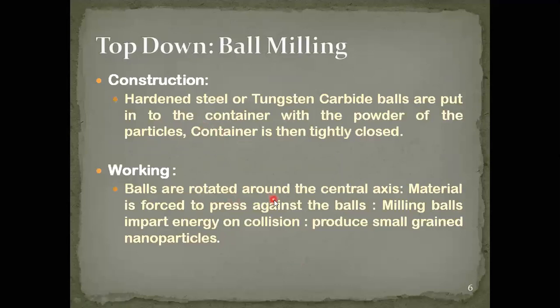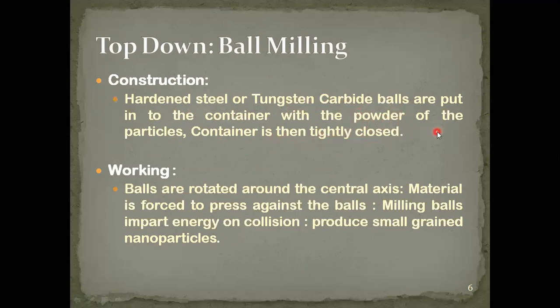So what is the construction? We'll have hardened steel or tungsten carbide balls. Here we are having the hard balls prepared of which material? Hardened steel or tungsten carbide material. They are placed into the container, and also the powder. Here I am mentioning it as a powder because sometimes the bulk material may also be in the form of a powder, but not a nanoparticle. It may be a macro powder or micro-sized. So this powder is used and the container is closed.